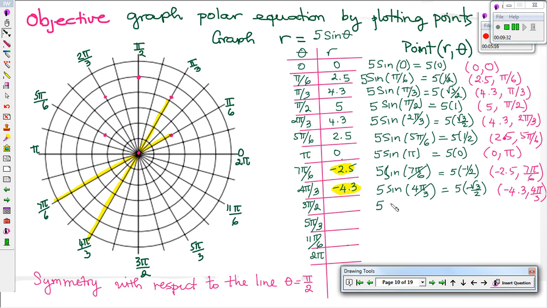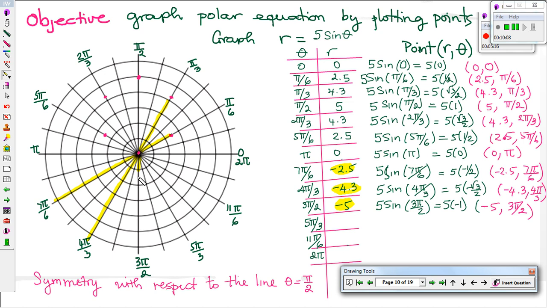Next, we will substitute theta for 3 pi over 2. So 5 times sine of 3 pi over 2 is the same as 5 times negative 1. So that would be negative 5. So now we have a negative distance again. So we're going to plot the point negative 5, comma 3 pi over 2.